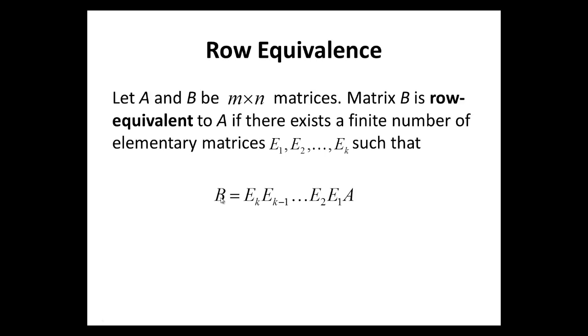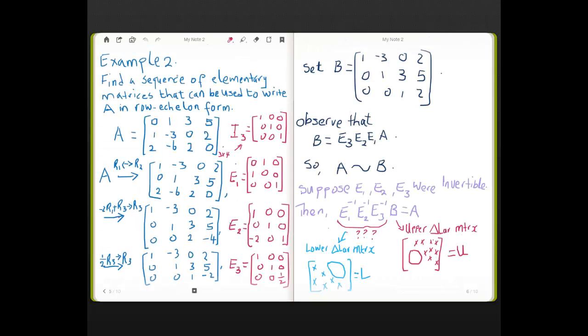Let's check out another example which is probably more extensive than the first one we saw. Find a sequence of elementary matrices that can be used to write A in row echelon form, not the reduced row echelon form, just the row echelon form. So we're going to go through this process, and while we're doing that, we will be creating a couple of elementary matrices. So here is A, our matrix, and it's a 3 by 4 matrix. The identity matrix I3, we have that on the right hand side.